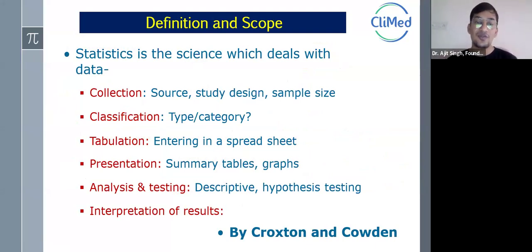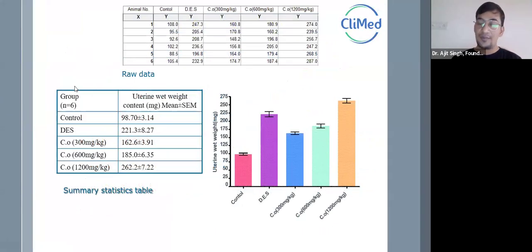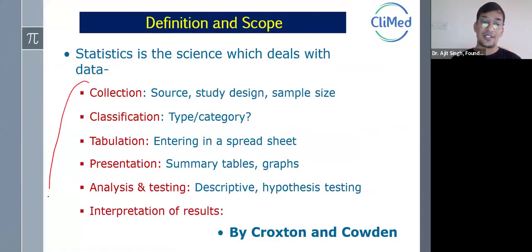So statistics is first the science which deals with data collection. This is the entire scenario of research, you won't believe, guys. This is how research is being done. First you have the protocol, you got the approval, and now you have to start working on the research.